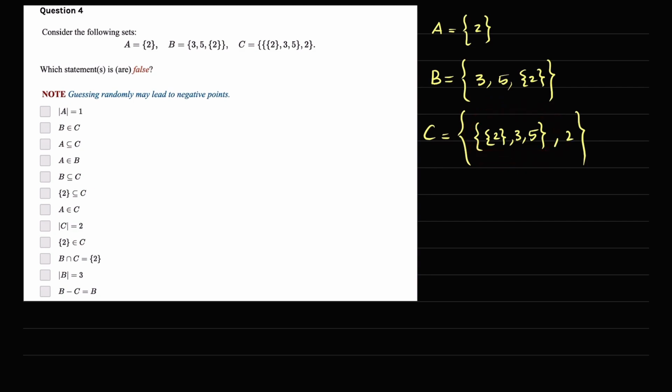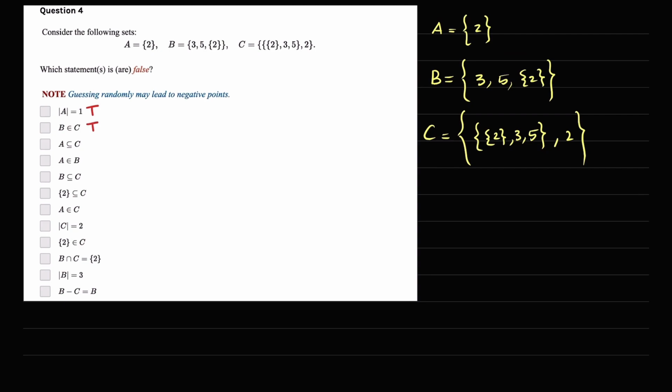And then we start checking these options one by one. The first one claims the cardinality of A is 1. Yes, in A we have one element, so the cardinality is 1. So this is indeed true. So this shouldn't be chosen because we are going to choose the false ones. B belongs to C. B is this. And as you see, this is repeating itself as one element in C. So that is also true.